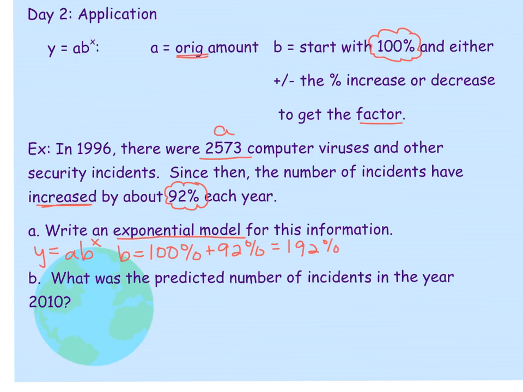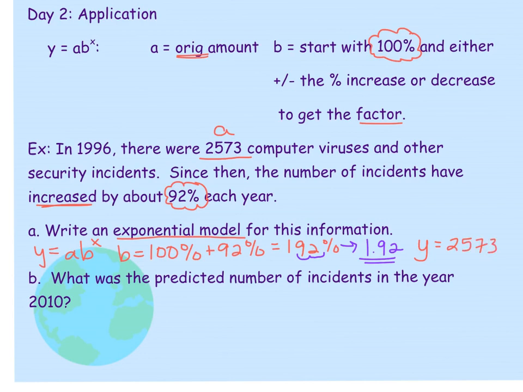In an equation, however, we don't use a percent value, we convert it to its decimal form. That means we have to move the decimal over 2 units to the left, and that would give us our growth factor of 1.92. That's what b will equal. And that's honestly it, everybody. Once you know a and b, we create our model simply by plugging them in to that formula for exponential models. Your formula then will be y equals a, which is 2573.